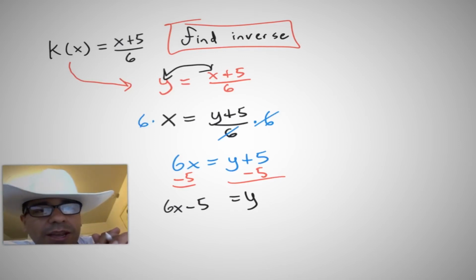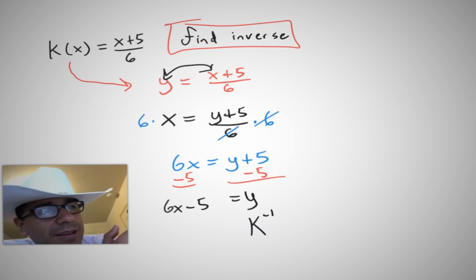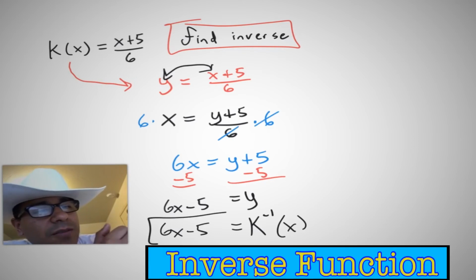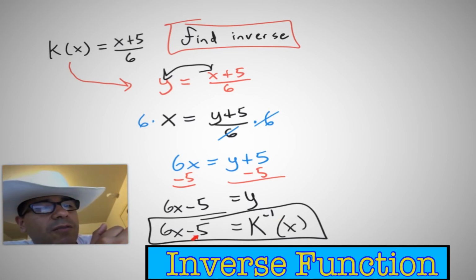And what did we just find here? Well, we were looking for the inverse function, so this is the inverse function. And remember, the notation is k inverse, k raised to the negative 1 power, but that's just notation. It doesn't mean 1 over k. It's telling the reader that what you have just found here is the inverse function of k of x.